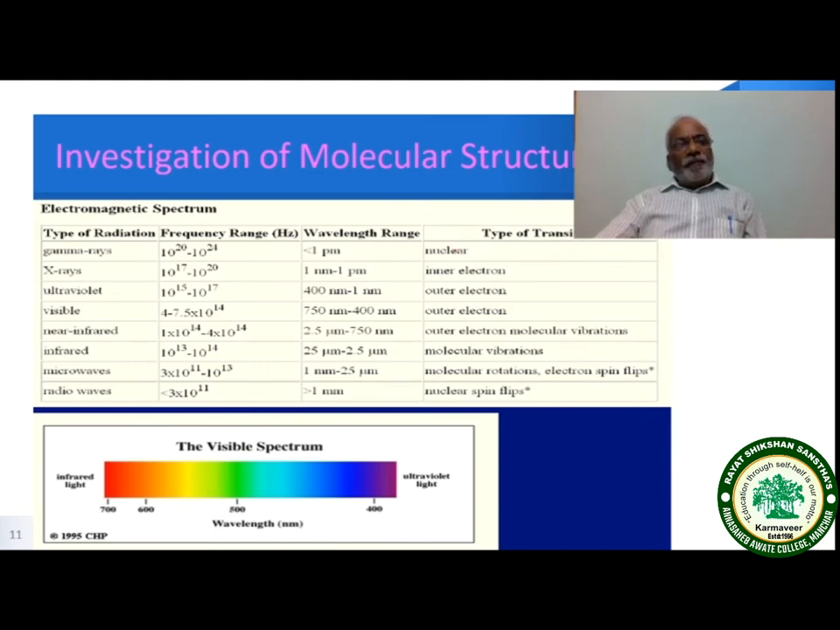In each region of the electromagnetic broad spectrum, different types of transitions or motions are observed. Here nuclear, inner electron, outer electron. Outer electrons means valence electrons from the valence shell. Inner electrons means inner core electrons. Here the molecular vibrations are considered. Here the molecular rotations are considered. And here nuclear spin, which is flipping from one state to another.